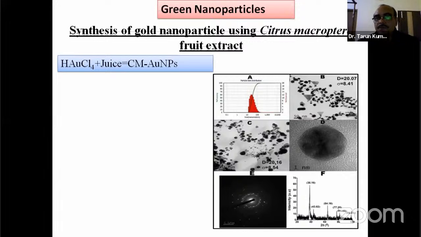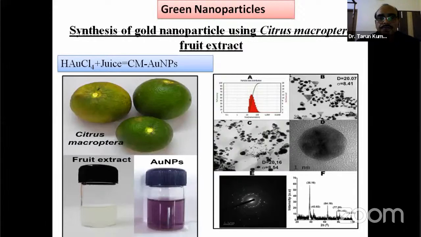In our research group, we have chosen one citrus fruit, that is Citrus microptera. This is a very rare fruit in the Northeast. It is available. So my research group used this one fruit juice to synthesize gold and silver nanoparticles. And after that, we did an anti-biofilm study. Okay, so later I will show you.